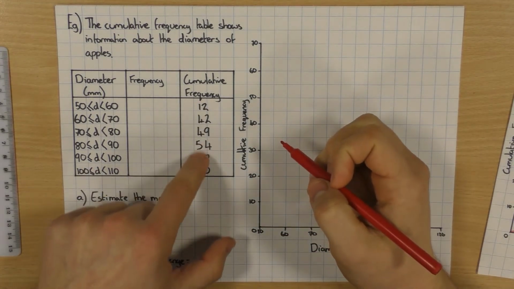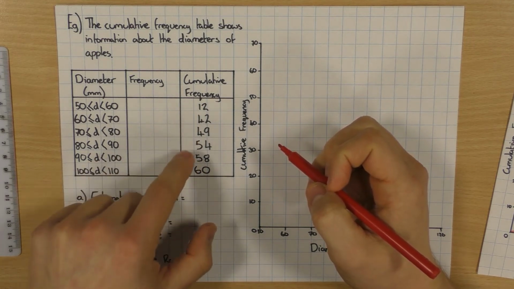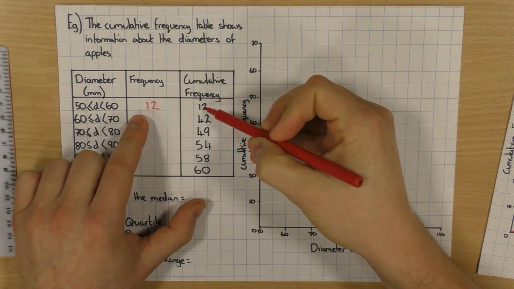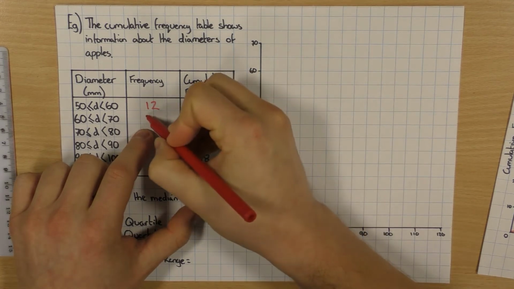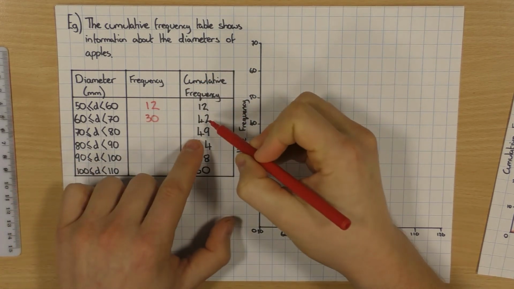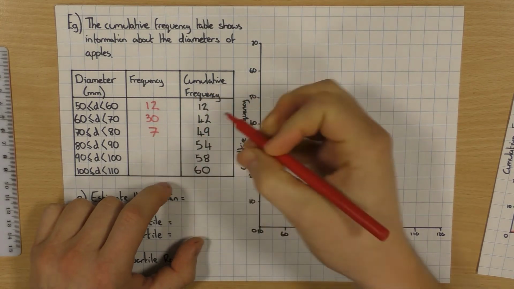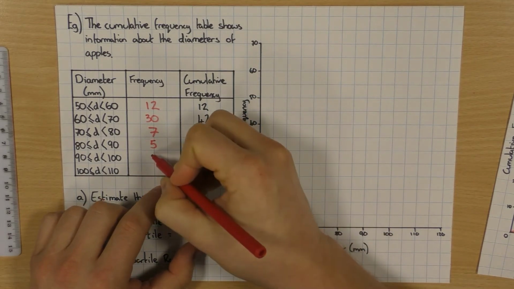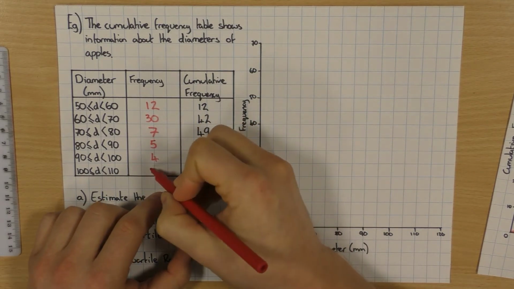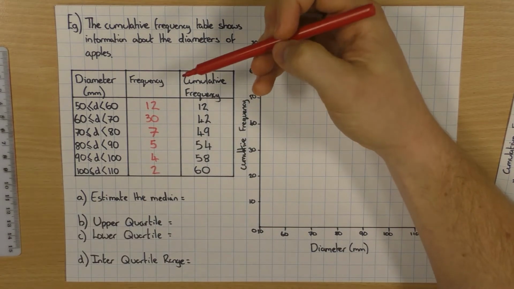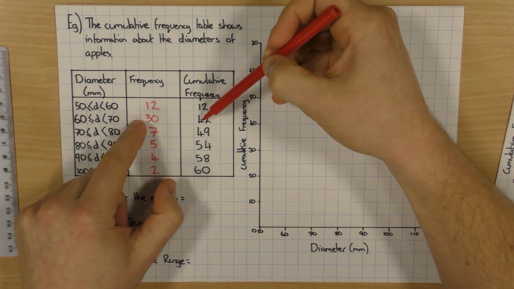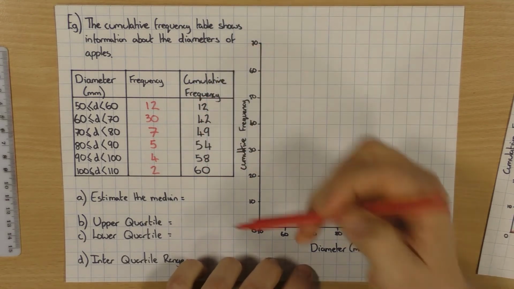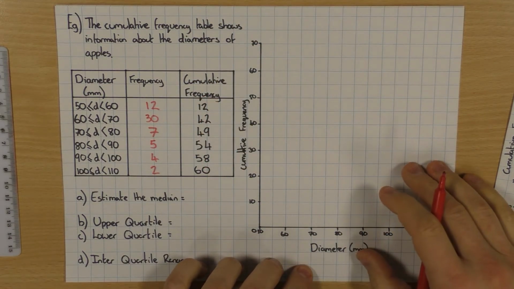So, as this is a running total, all I'm going to do is work out the difference between each one. So the first one's obviously going to be 12. And then what's the difference between 12 and 42? Well, that must be 30. And then 42 and 49, well, the difference there is 7. 49 and 54, it's 5, 54 and 58, difference is 4, and then finally 58 and 60 is 2. So again, you can check that this is correct. So 12 add 30 is 42, 12 add 30 add 7 is 49, and so on and so forth. So you can check that you've got your frequencies correct. So that's the purpose of this one.